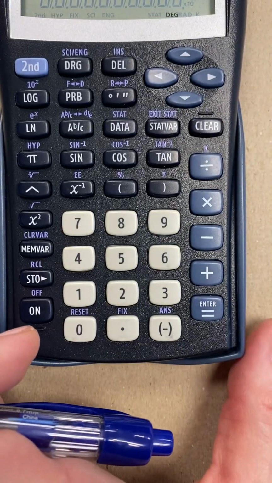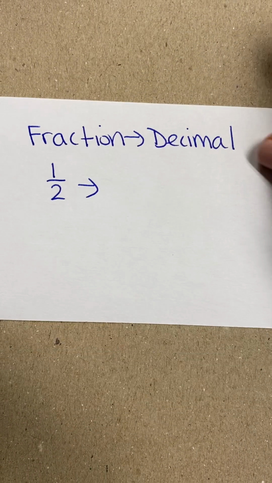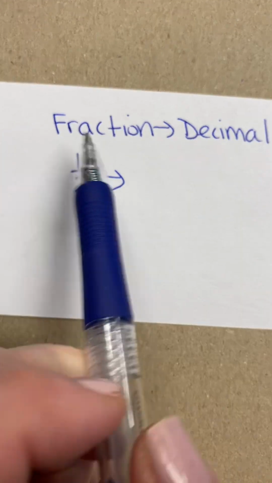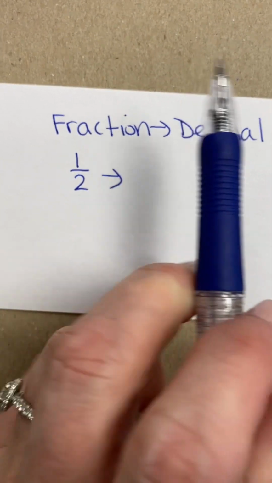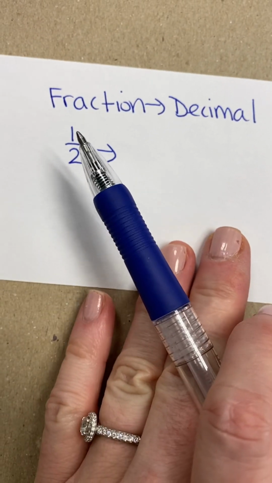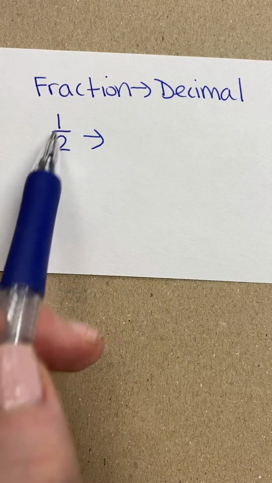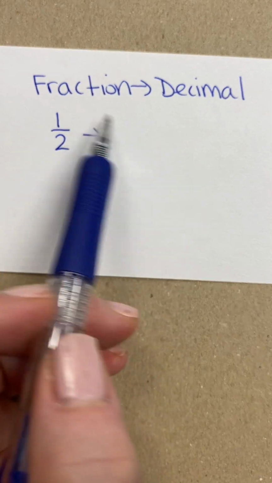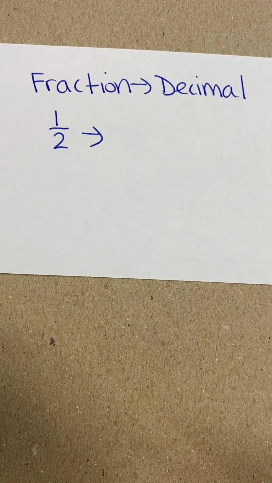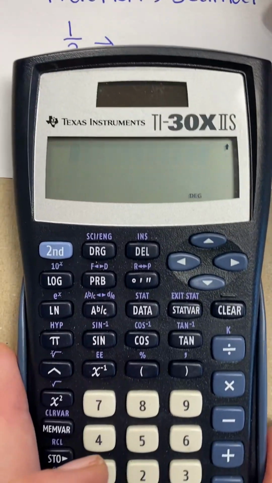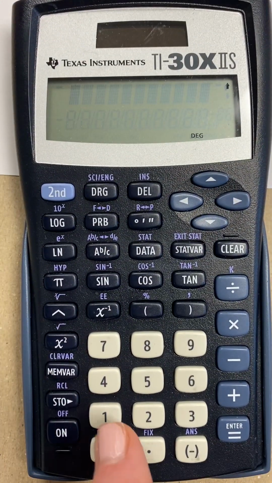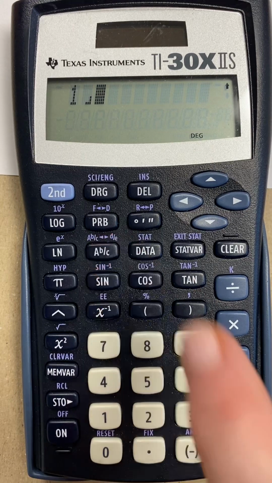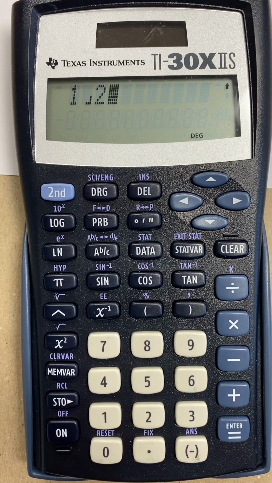Okay, and the last card, I think I kind of already talked about this, but I'll talk about it once more. If you ever want to change a fraction to a decimal or vice versa, there's a button to do that. So we're going to change 1/2 to its decimal version, which we know is 0.5. How do you do it on the calculator? Well, you start by inputting the fraction. So you would input 1, ABC, 2, and you would just leave that there.